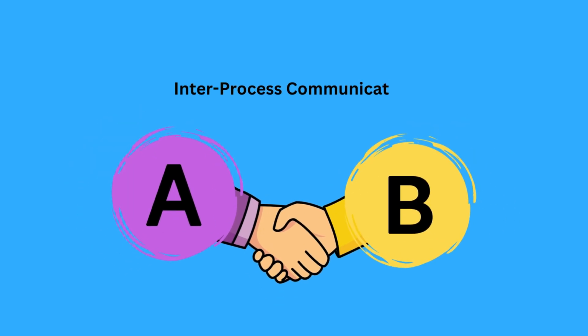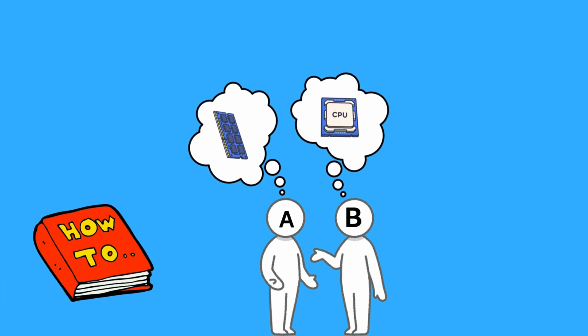In today's video, we are diving into inter-process communication, or IPC, a fundamental topic in operating systems. If you have ever wondered how processes running on your system can share information and work together, IPC is the answer. So let's break down how IPC works, why it's essential, and the different techniques operating systems use to enable this kind of collaboration. To start, let's define IPC.